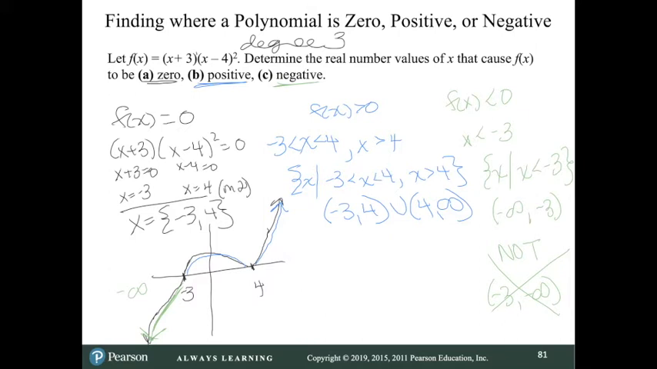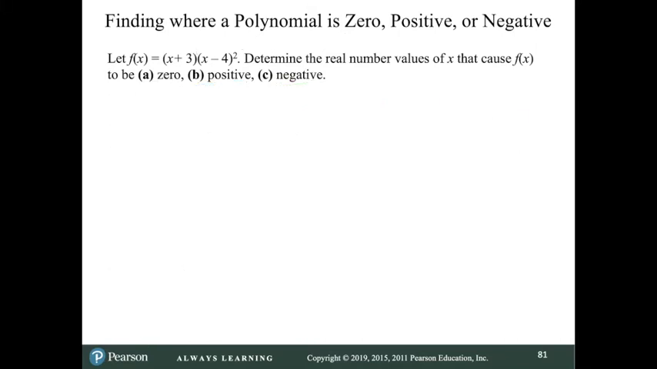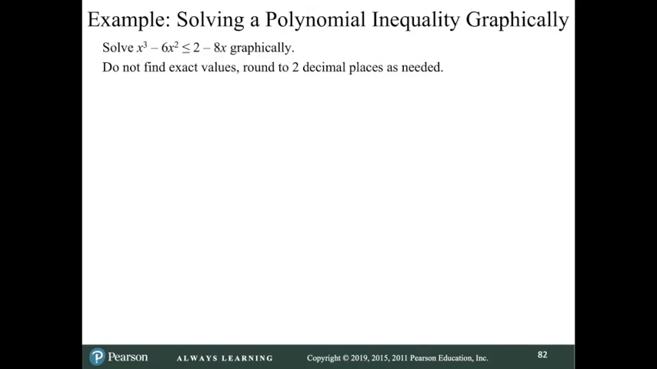Let's take a look at another example. So in our next example, we're looking at this inequality. We want to solve it graphically. And I've said, don't find the exact values, round to 2 decimal places as needed. Now, I'm looking at this and I say, how do I solve this, right? Well, recognizing this as a polynomial on the right and a polynomial on the left, if I could get all of that over to one side, I would have a polynomial inequality.